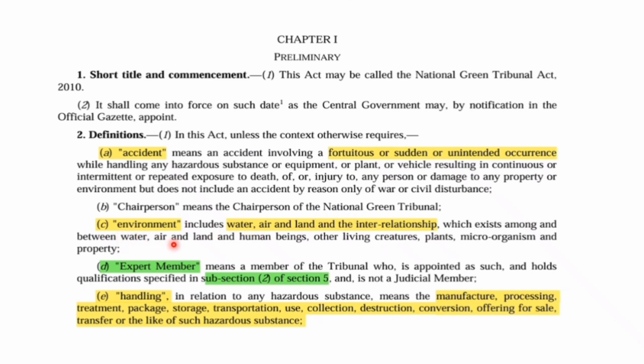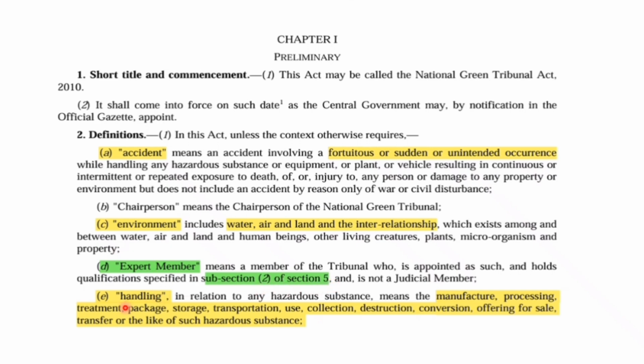Then environment includes water, air, land and the interrelationship which exists among and between water, air and land and human beings, other living creatures and plants, microorganism and property. So 2C is about environment. Then 2D is expert member, means a member of the tribunal who is appointed as such and holds qualifications specified in subsection 2 of section 5 and is not a judicial member. So if there is an expert member, he is not actually a judicial member, but he holds some qualification as per section 5 subsection 2.